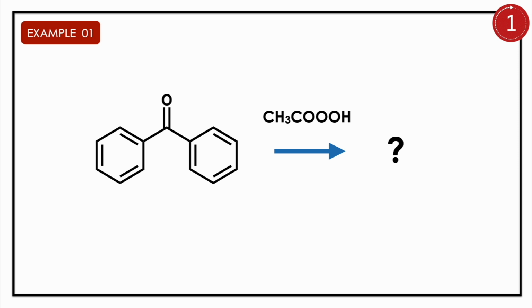Let us see the first example. Here you have a ketone, both sides attached with phenyl. Here you are using the peracid of acetic acid. You should find what will be the final product.